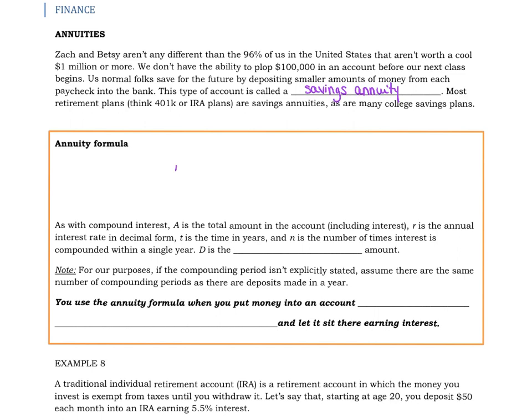So the annuity formula looks like this. A is equal to D times the quantity 1 plus R over N, all raised to the NT power, minus 1, and your brackets, all over R divided by N. Now, there's nothing special about those brackets. Do not enter those as brackets on your calculator. You should still use parentheses on your calculator. It's just when I write them, I use brackets to set that part off a little bit more. It makes it easier for me to see what's going on, okay?